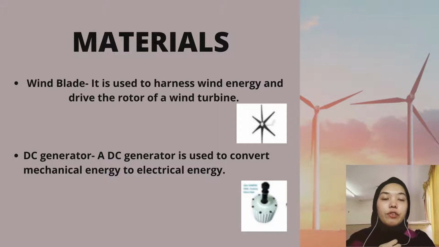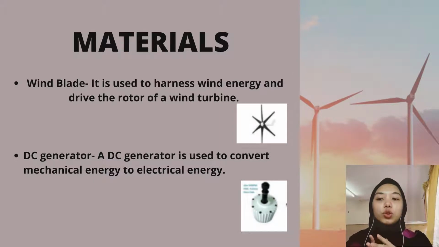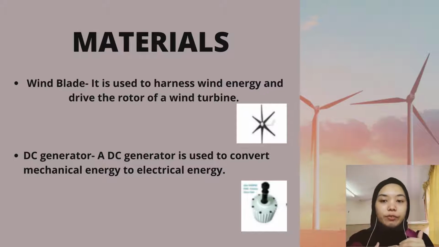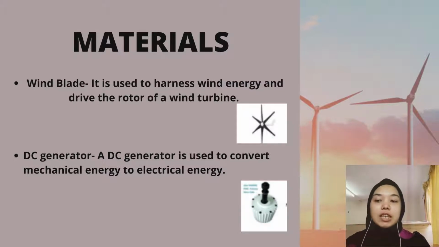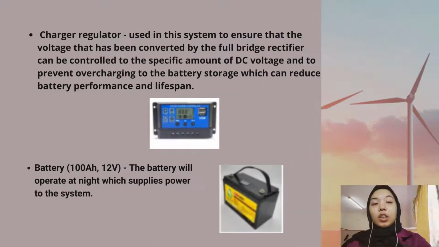Materials: first we have the wind blade. The wind blade is used to harness wind energy and drive the rotor of a wind turbine. Second, we have the DC generator. The DC generator is used to convert mechanical energy to electrical energy. Third, we have the charger regulator.